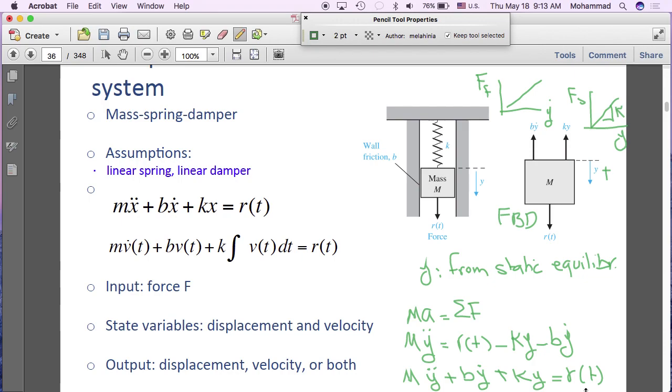Now, what is the input to this system? R(t), basically. We chose R, but the force is what causes this system to move. So the input is, does it say force F here? It should say R(t). So this needs a correction.